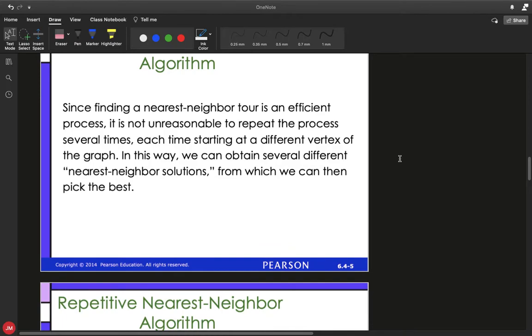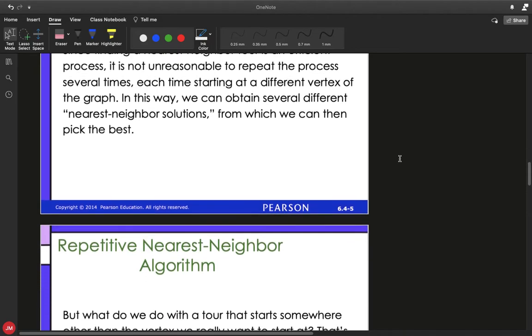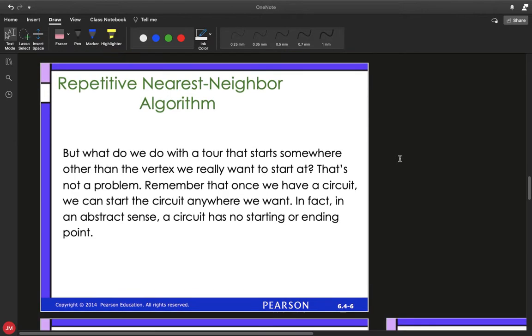Now, since finding a nearest neighbor tour is efficient, it's pretty reasonable to repeat that process several times. Obviously, if it was a brute force algorithm, we wouldn't want to repeat that multiple times. But in the previous video, if you remember, nearest neighbor doesn't take very long. So we can actually do it multiple times and still have a fairly efficient process.